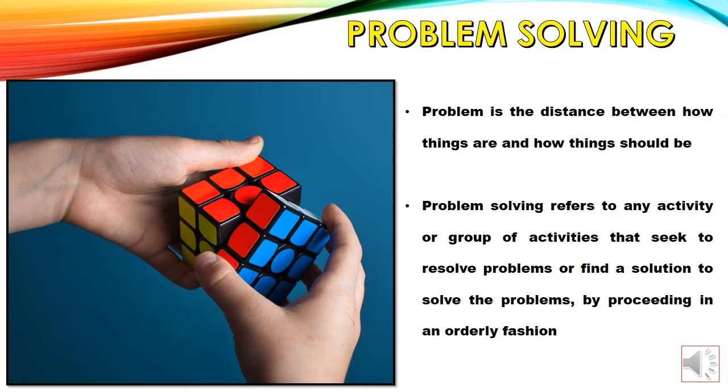In general terms, a problem is a distance between how things are right now and how things should ideally be. Problem solving, therefore, forms the bridge between these two elements. So, in order to close the gap, you need to understand the way things are, or the problem, and the way they ought to be, or the solution.